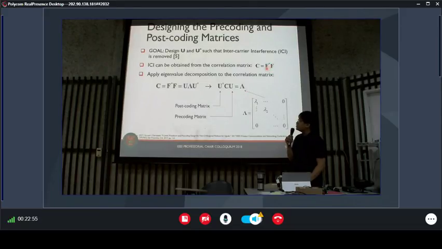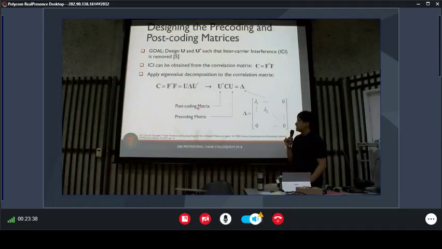And then to remove the intercarrier interference, we can apply eigenvalue decomposition to this correlation matrix. So this C can be decomposed into three matrices: U, then this capital lambda, which contains the eigenvalues of the correlation matrix, and this also unitary matrix U star. So this U contains the eigenvectors that correspond to the eigenvalues contained in this lambda variable.